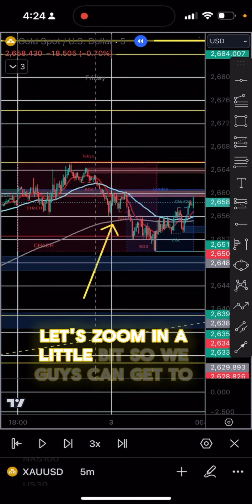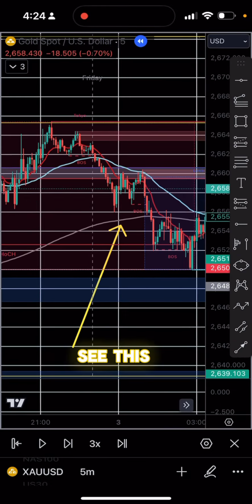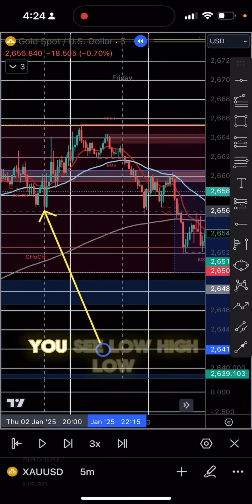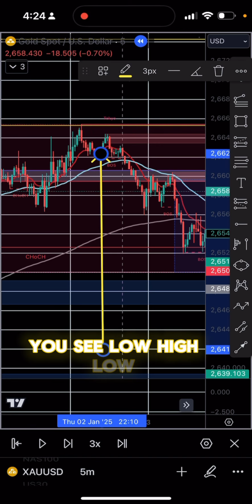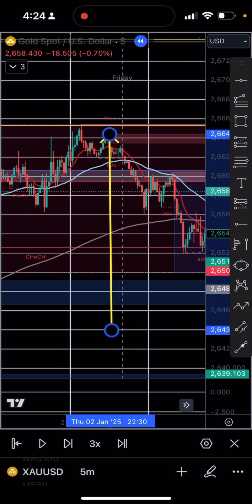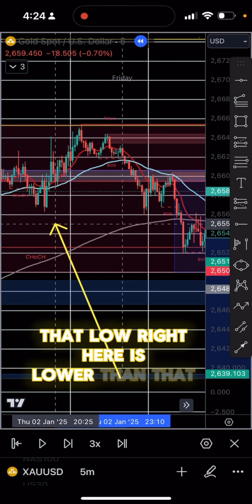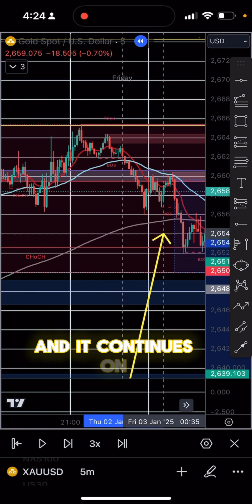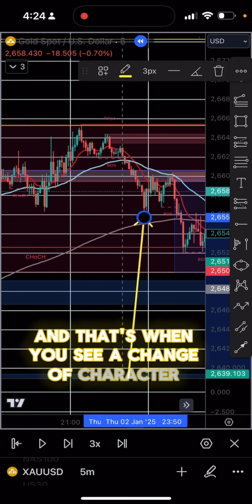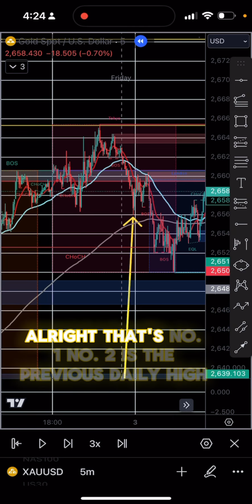Let's zoom in a little bit so you guys can get to see this. You see low, high, low, lower high, new low. That low right here is lower than that previous low, and it continues on, and that's when we see a change of character amongst the charts. All right, that's number one.